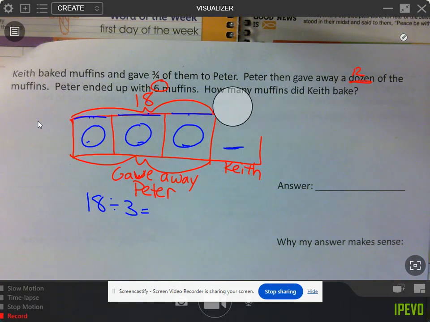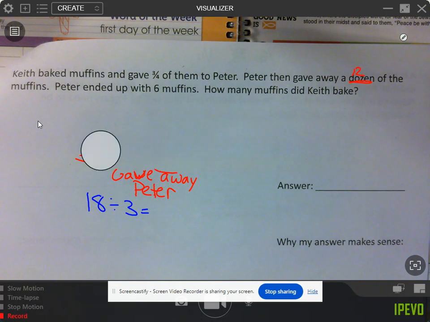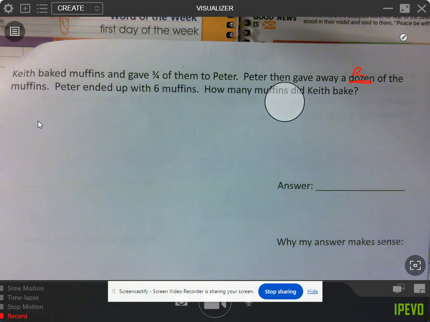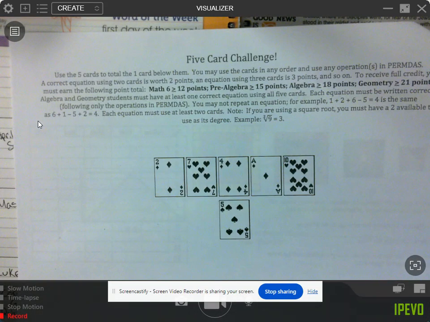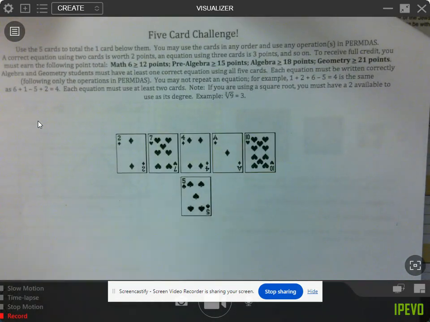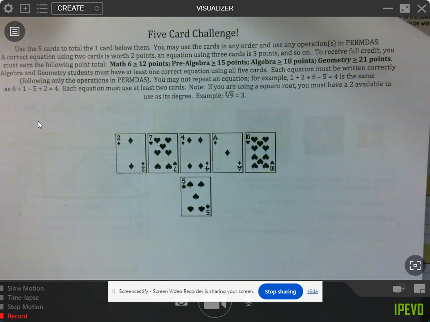Our next page is our 5-card challenge. So we know how to do the 5-card challenge. Making sure that when we're doing our 5-card challenge, we do one equation to equal something. 7 plus 1 plus 2 equals 10. We don't want to be doing different math.